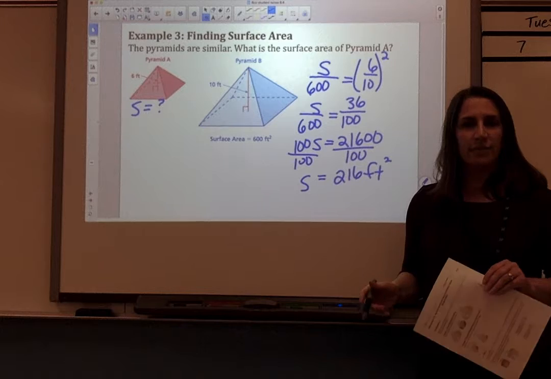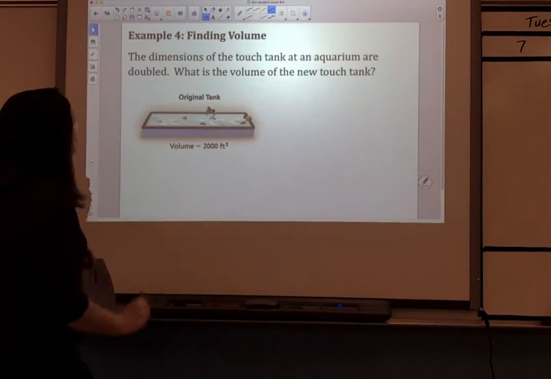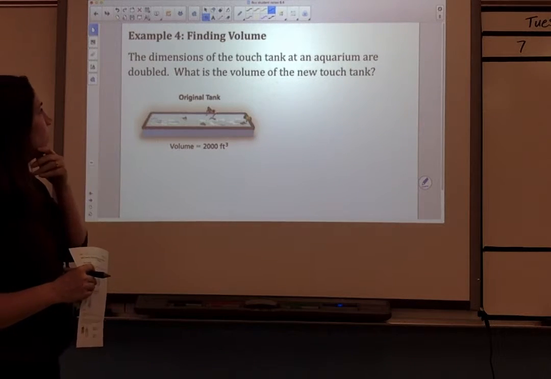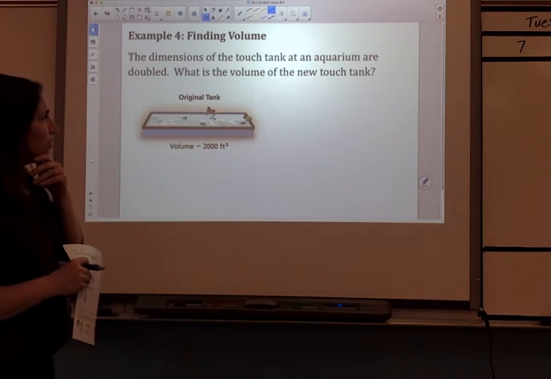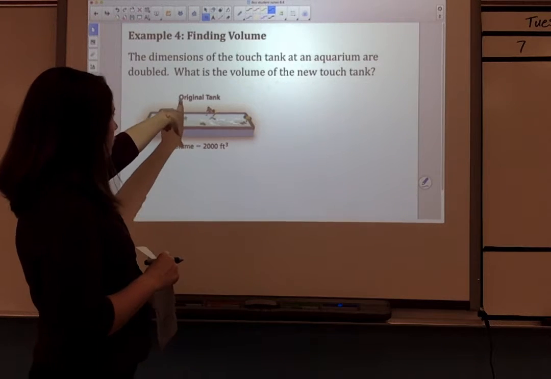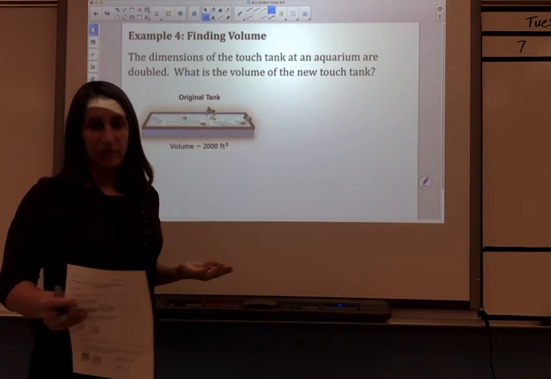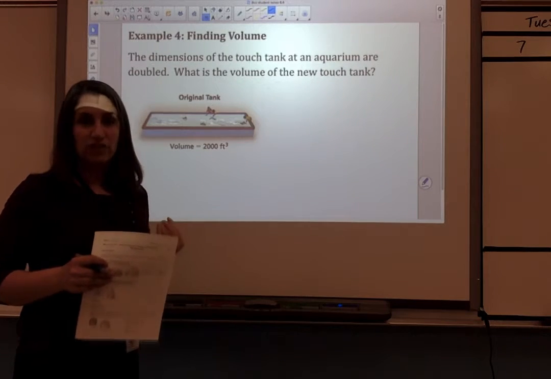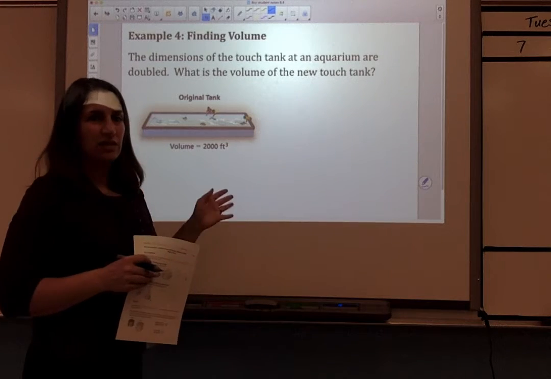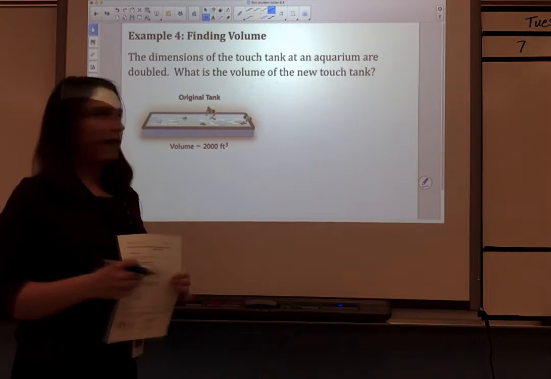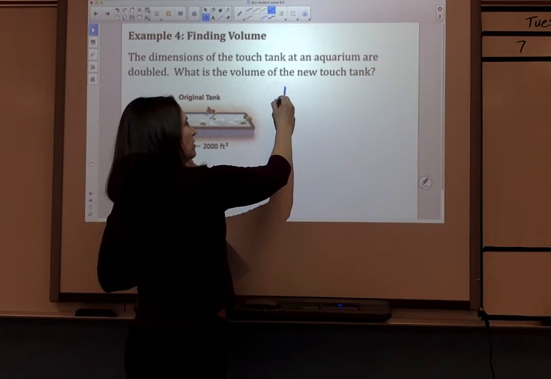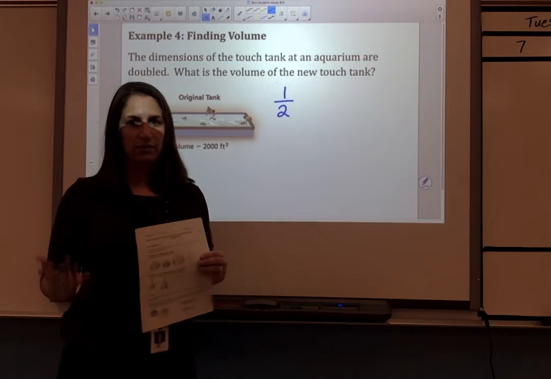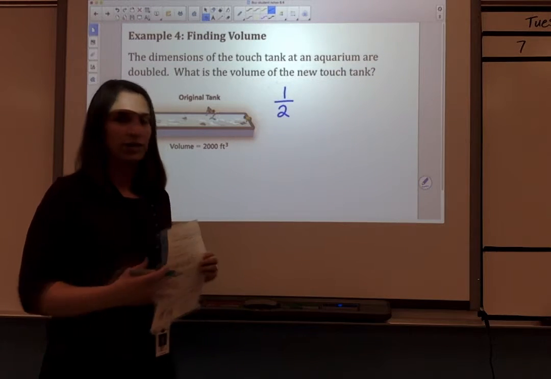All right, now we're going to do the same thing with volume. Now we have the dimensions of the touch tank at an aquarium are doubled. What is the volume of the new touch tank? So here's the original tank. I don't even have the dimensions of it, but I do know that in the new touch tank, the dimensions are doubled. So whatever the length is, I'm going to double it. Whatever the width was, I'm going to double that. So that means that the original and the new tanks have a ratio of 1 to 2. Whatever those dimensions happen to be, they have a ratio of 1 to 2.